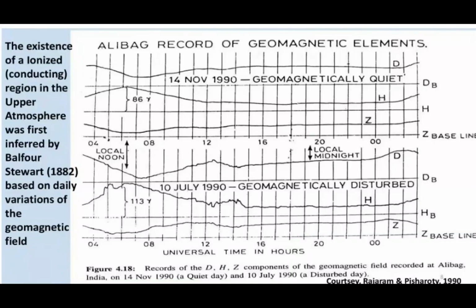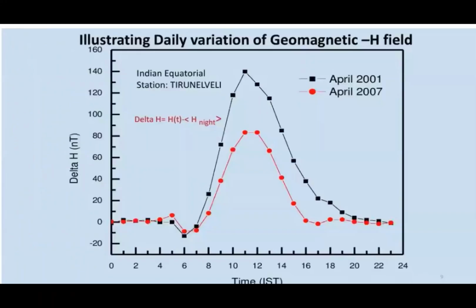Balfour Stewart found in 1882 this kind of magnetic field variation, and then he proposed that there must be some conducting layer, a current carrying layer somewhere in the upper atmosphere, through which when a current passes, it generates its own magnetic field. This magnetic field is superposed on the Earth's main magnetic field, and that is the reason for this kind of diurnal or daily variation of the magnetic field. So it was inferred like that from the geomagnetic observations.